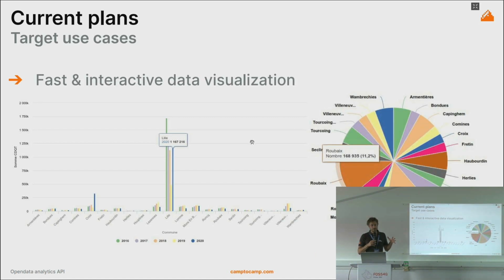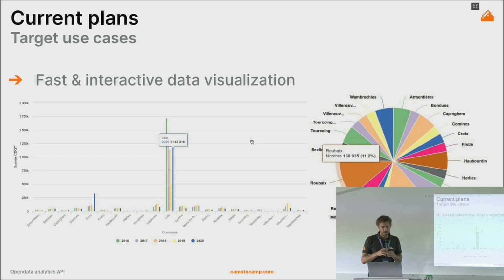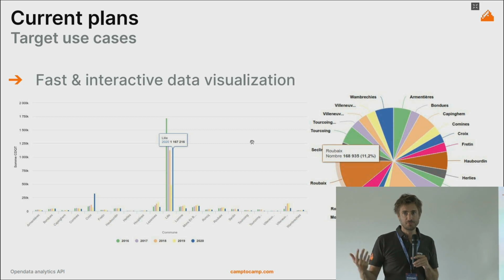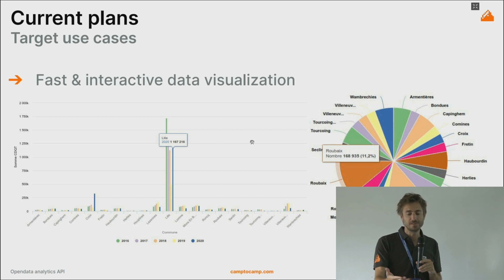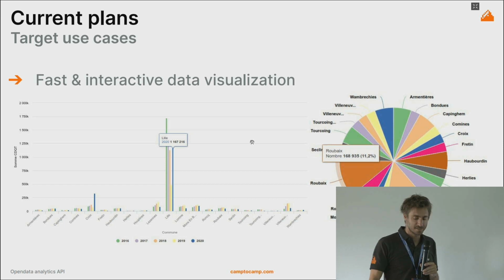So what are the target use cases? It is to provide fast and interactive data visualization. So we would like to have an API where we are able to dynamically and instantly provide value out of the data, like charts, pie charts, etc. If you use WFS, you have to fetch all the data before processing them to deliver a chart. But if you go beyond that and deliver a new API, you can just ask the server to process the data and send it back to the client to serve your charts.